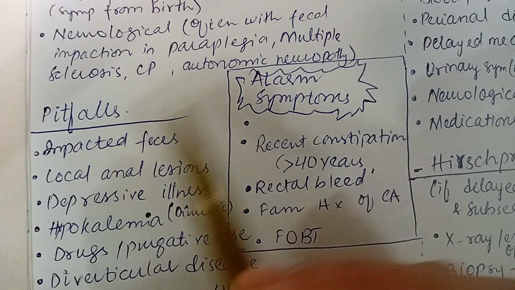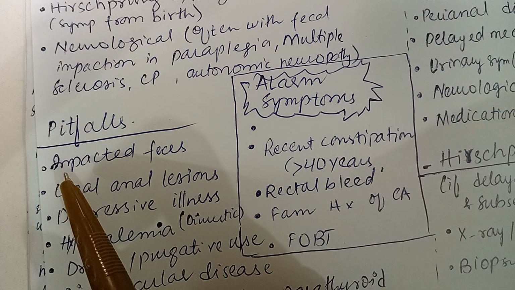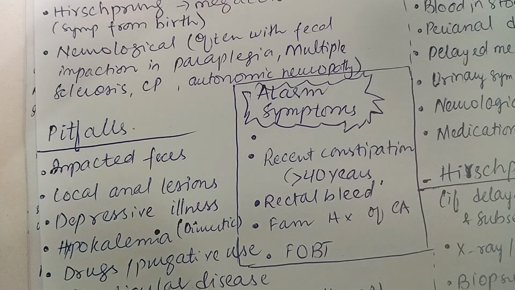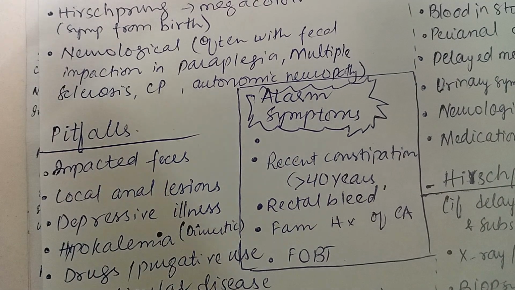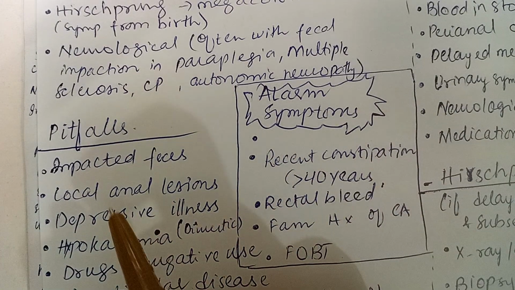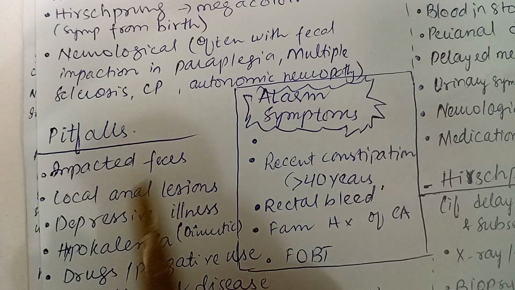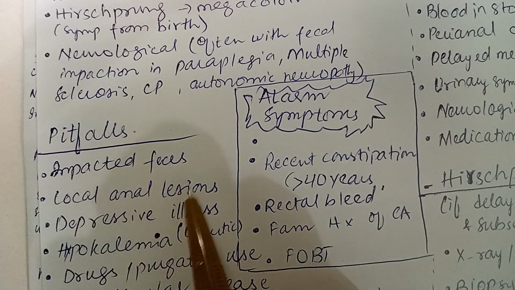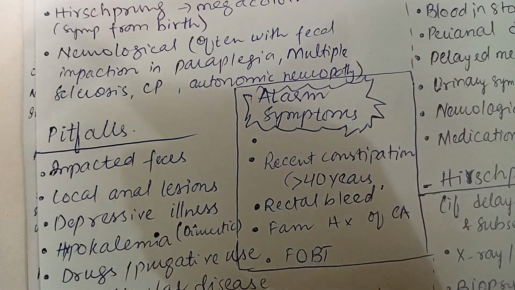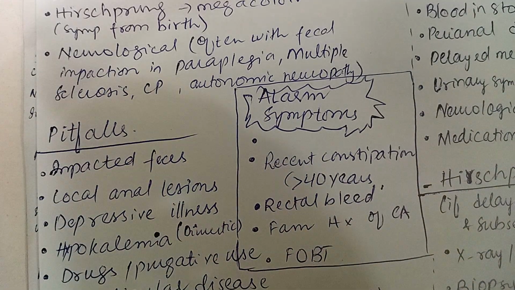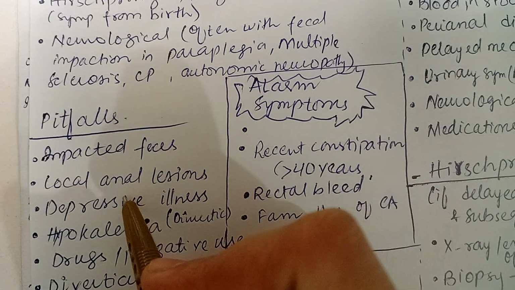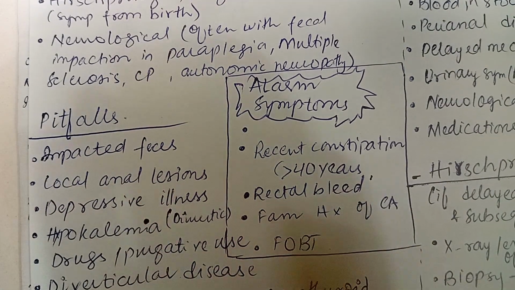Then we have pitfalls. Impacted feces is a very common disorder, often ignored and often difficult to diagnose. Then we have local anal lesions like anal fissure, hemorrhoids, and fistula. These are the lesions which can cause constipation, or the constipation can also cause local anal lesions and vice versa. Then we have depressive illness.